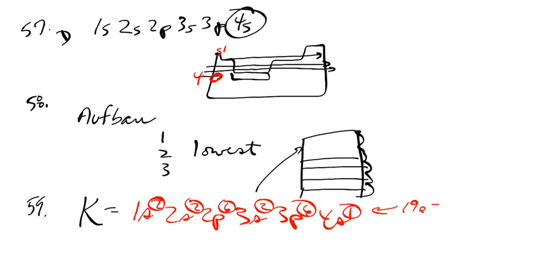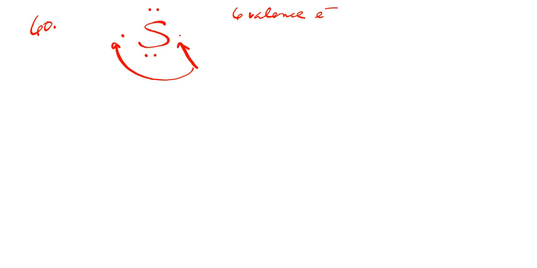How many unpaired electrons are in sulfur for number 60? Well, here's my sulfur. When I look at the groupings, sulfur is in group 6A or 16. There are 6 valence electrons. Let's place them: 1, 2, 3, 4, 5, 6. The question is, how many unpaired? 1, 2. 2 unpaired electrons, the answer is going to be C. 61.